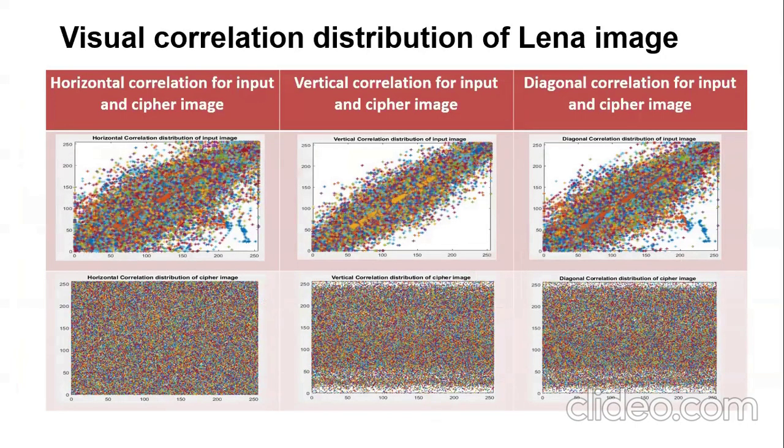As seen from the visual correlation for the Lena image, the graphs of plain images have a concentration of values in specific regions. The graphs for cipher images are scattered. Thus, our approach breaks the significant dependence between adjacent pixels and makes the cipher hard to break.